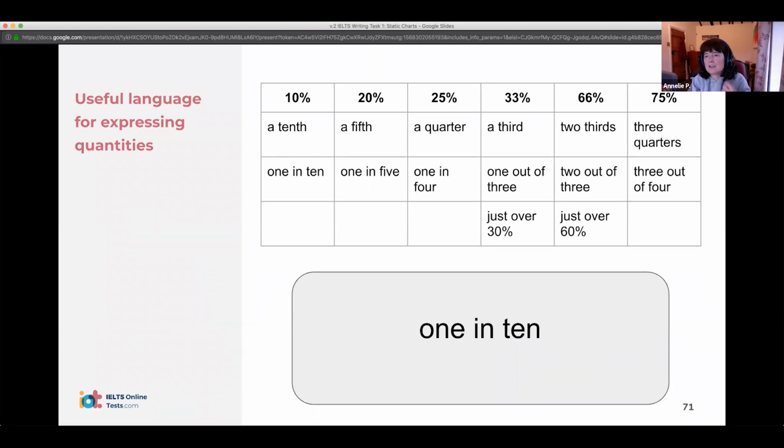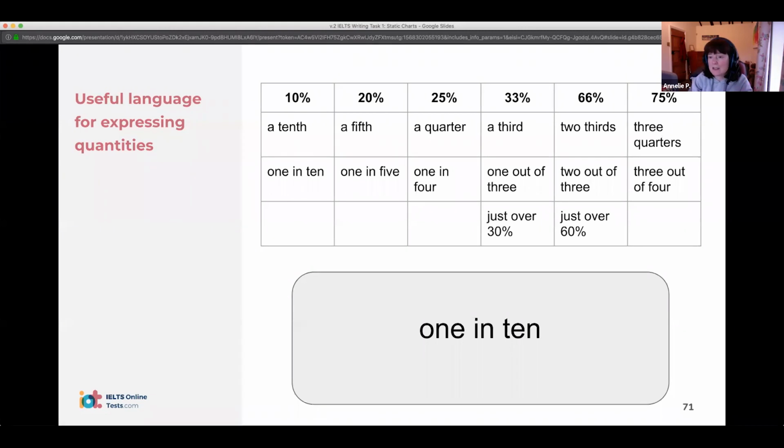Perfect. So if you do get percentages, and this might also be the line graph as well, that could equally be in percentages, do try and put some of those figures as fractions, or maybe as ratios, like 1 in 10 or 1 in 5. Fractions you can use with everything. Ratios you can only use with countable nouns, so you're always safe with fractions. And as we see in the last row there, you don't even have to make it exact, using just over, nearly, almost.